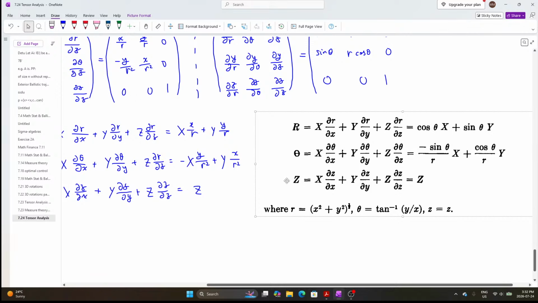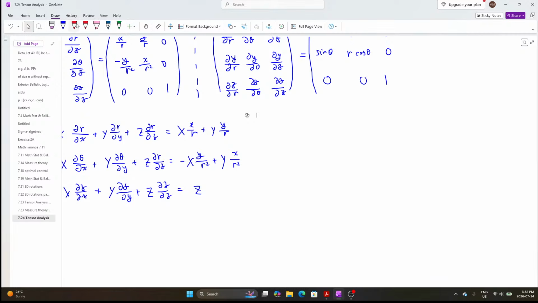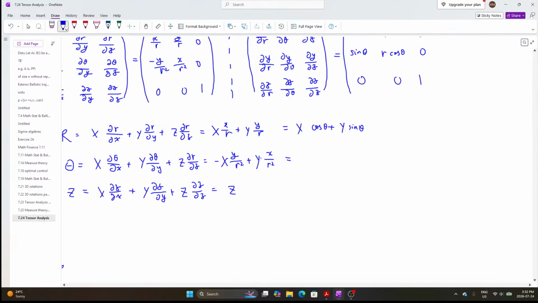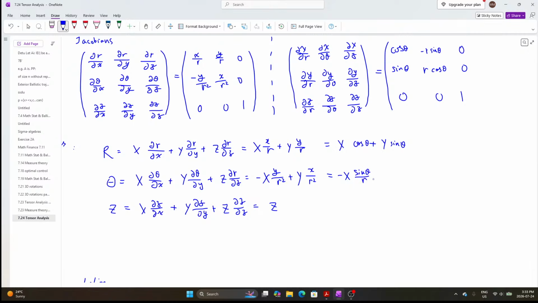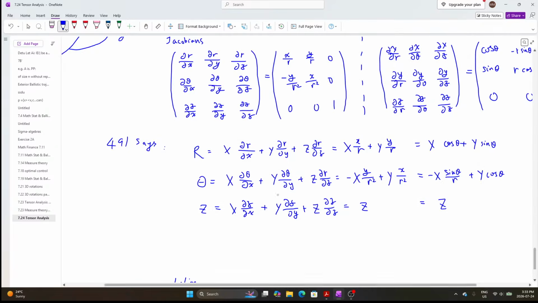So that's the formula. Okay, so let's keep rewriting this. So this is big X times cosine of theta plus big Y times sine of theta. The transformation law of contravariant vectors between Cartesian and cylindrical coordinates. Awesome. We did it, right? So that's what it says.